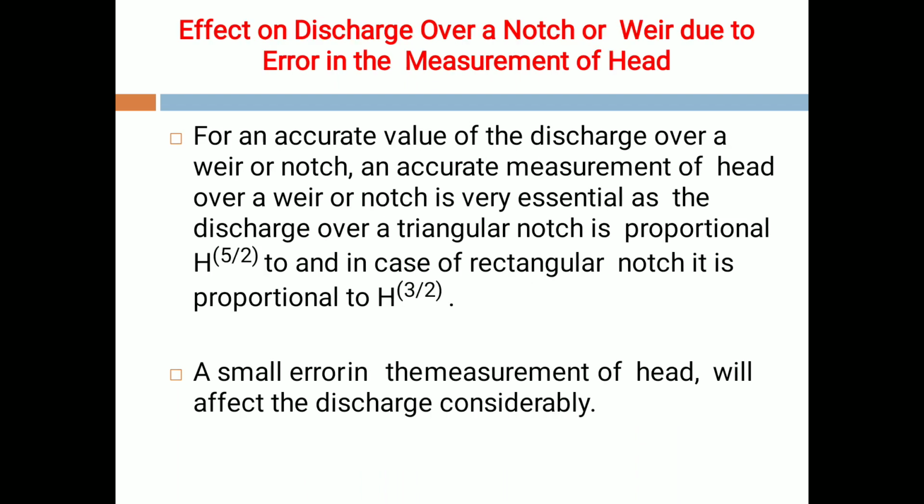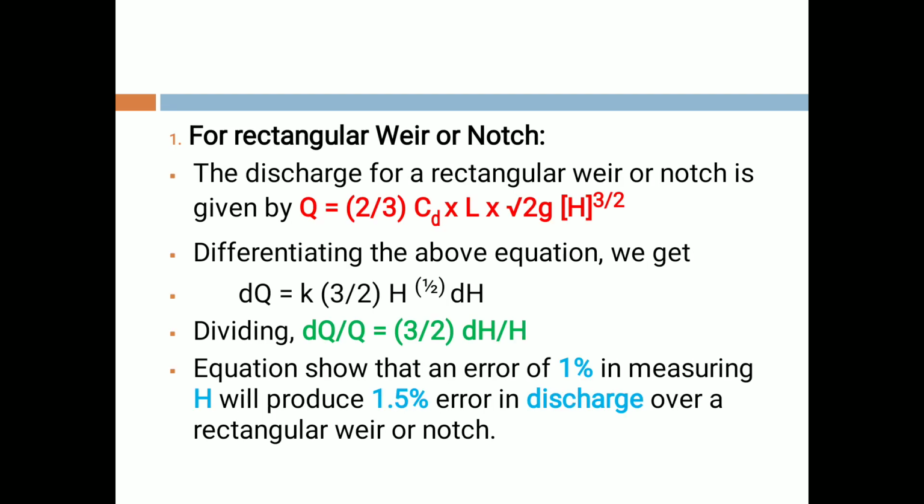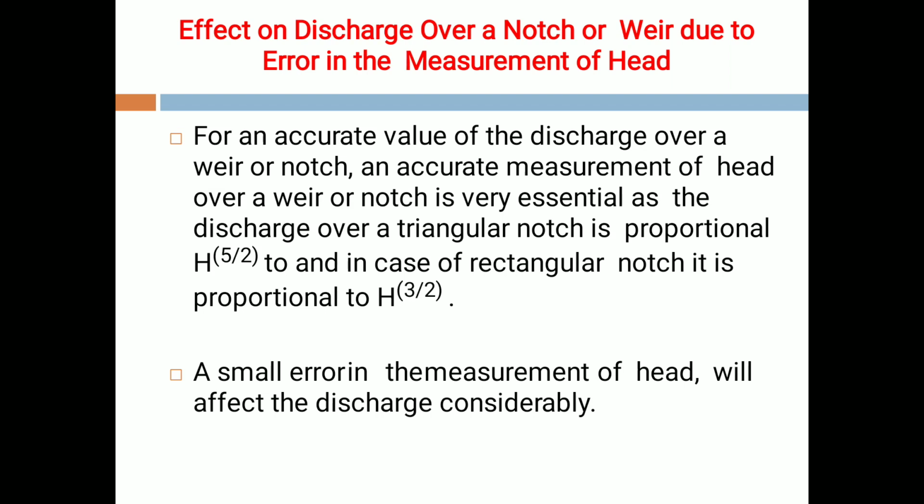So, the next topic is the effect on discharge over a notch or weir due to error in the measurement of head. For an accurate value of the discharge over a weir or notch, an accurate measurement of head is very essential, as the discharge over a triangular notch is proportional to H to the power 5/2, and in case of a rectangular notch, it is proportional to H to the power 3/2. A small error in the measurement of head will affect the discharge considerably. The following cases of error in the measurement of head will be considered.